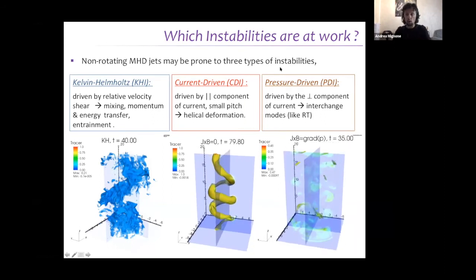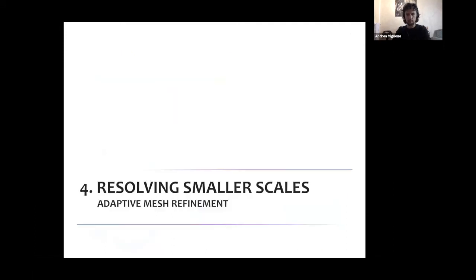Now, in a jet, all three instabilities can coexist or mix up. So it's not always very easy to understand which is the main mechanism operating here. But we believe that the pressure-driven ones are very much quenched by the velocity of the jet, while the current-driven and the Kelvin-Helmholtz actually mix up. And this has been done in a number of papers published a few years ago by our group, and by other groups also.